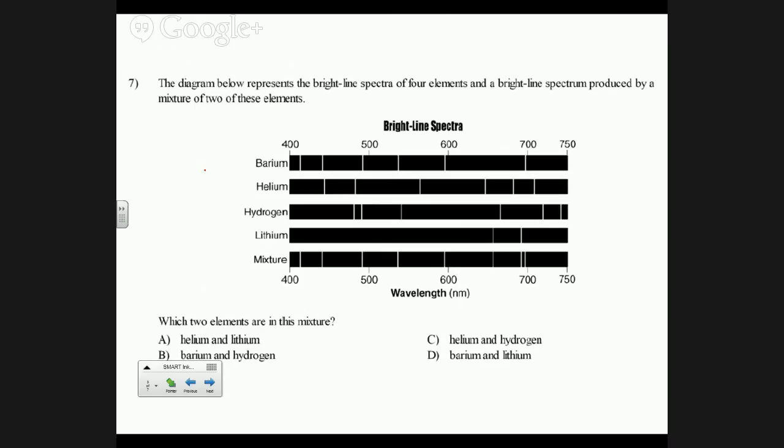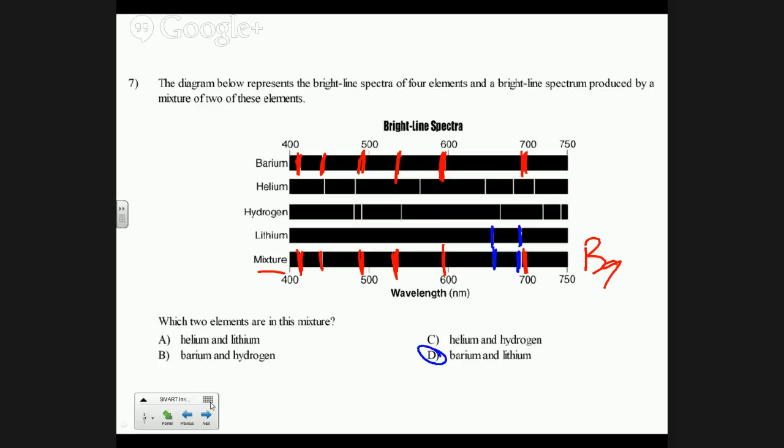All right, the diagram below is a bright line spectrum of 4 elements and a bright line spectrum produced by a mixture of those elements. So what ones are in there? The way you're going to figure that out is you're going to look at your mixture and you're going to see what lines match up. So this one matches up with that one. This matches there, so on and so forth. What lines match up? Well, it looks like all of barium's lines match up. So barium must be in it. And now I'm going to look at, well, I got these 2 lines left, and they match up with lithium. So what 2 elements are in there? Barium and lithium, choice D.